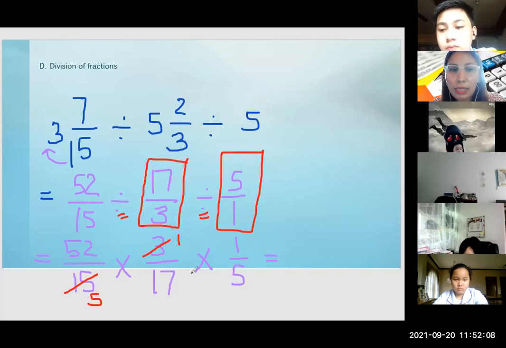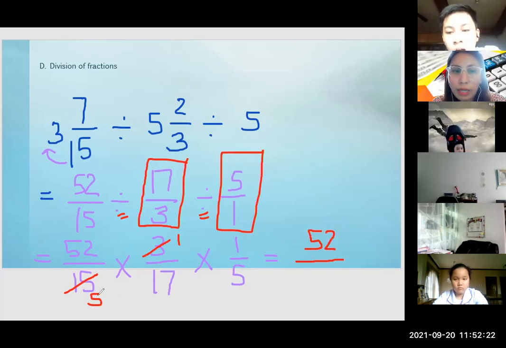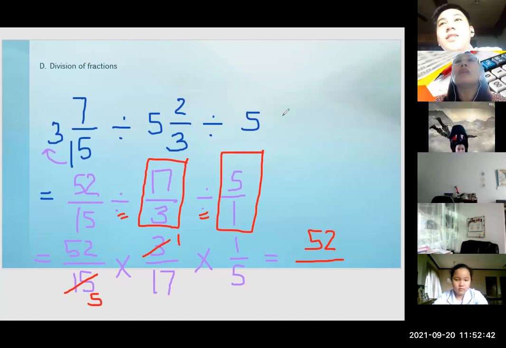If that's the case, multiply the numerators right away. 52 times 1 times 1. It's 52. 17 times 5, 85.